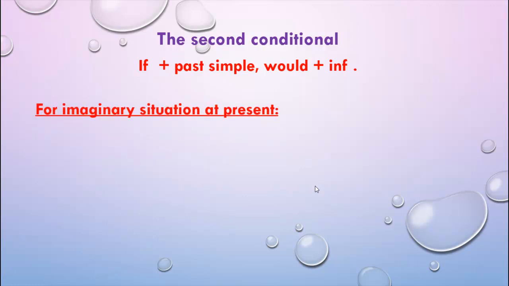We use it for imaginary situations at present. So we use the second conditional to speak about the present, not about the past. Don't get confused. If I had enough money, I would buy a car.